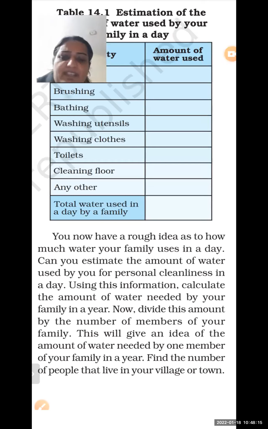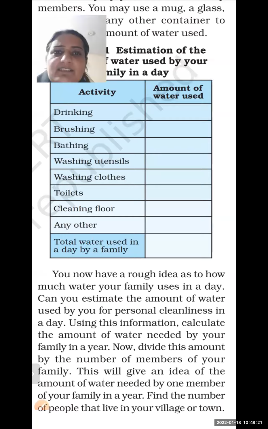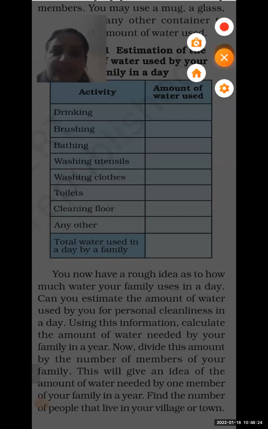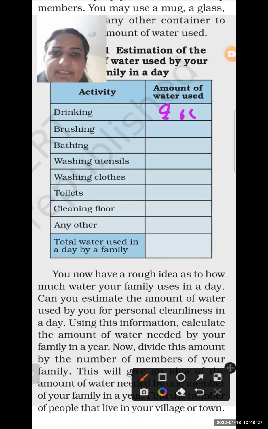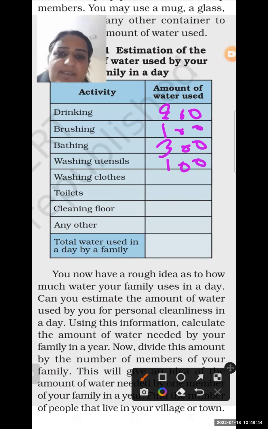Suppose in a day our family uses 200 liters for drinking. For brushing we use 100 liters. Suppose for bathing 300 liters. Suppose for washing utensils 100 liters. For washing clothes, suppose 150 liters. In this way we can add these amounts, and then we can calculate the total amount of water used in a year.